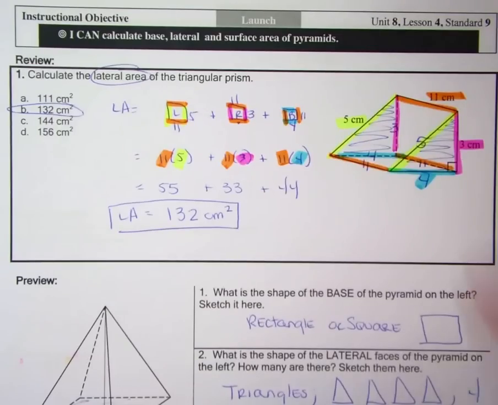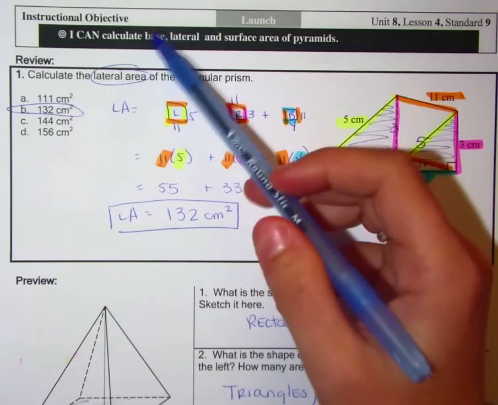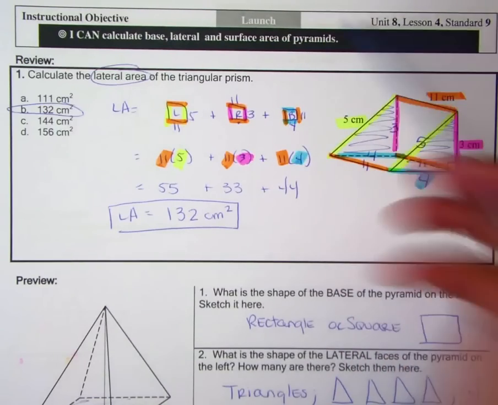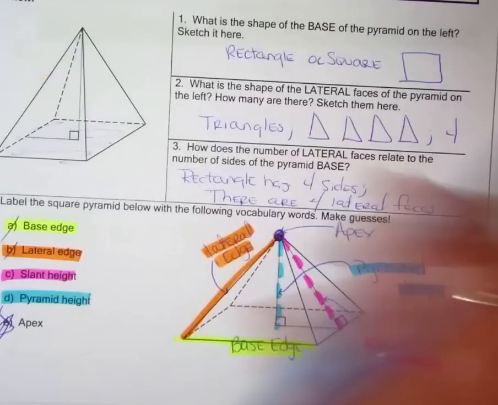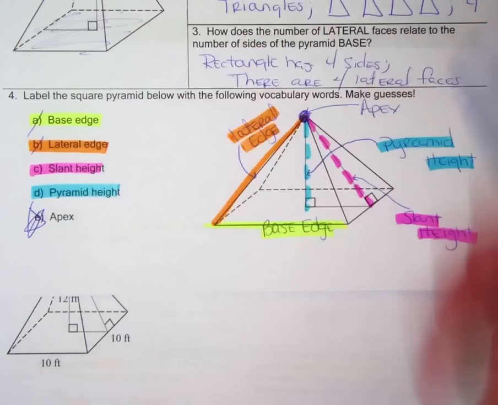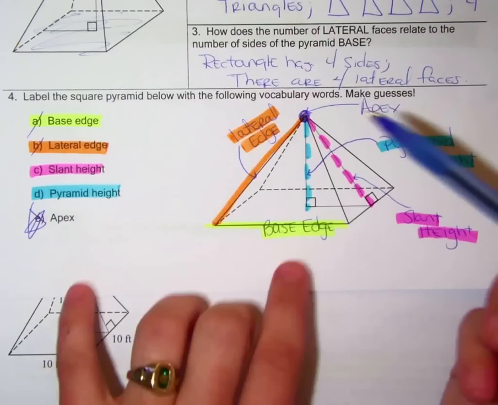Okay, so this is lesson 8.4, which is calculating base, lateral, and surface area of pyramids. So yesterday was prisms, today is pyramids. Before we start doing the work, I want to review some vocabulary, which is on the launch.